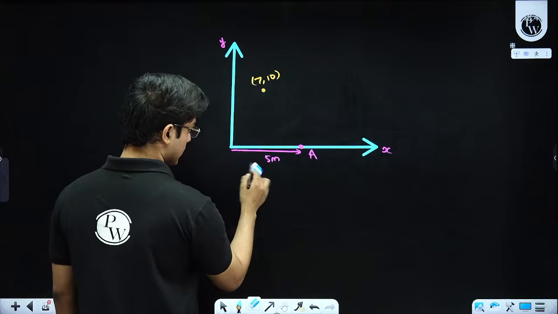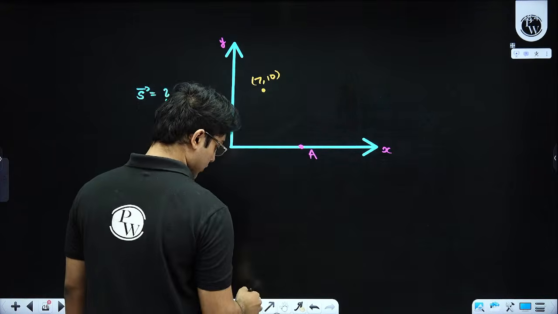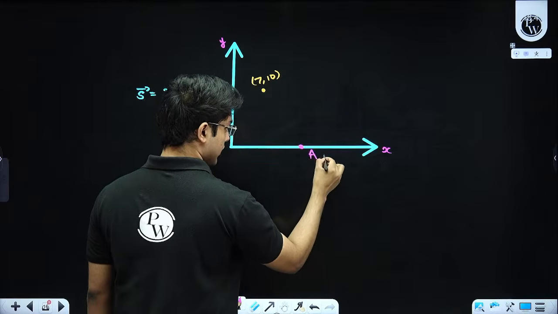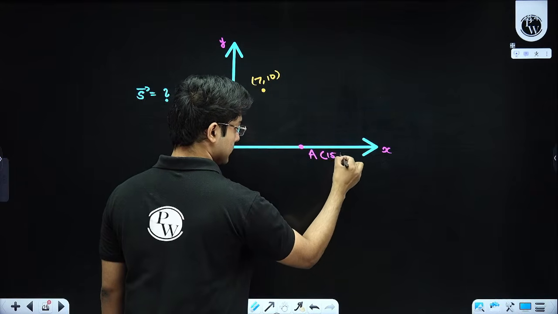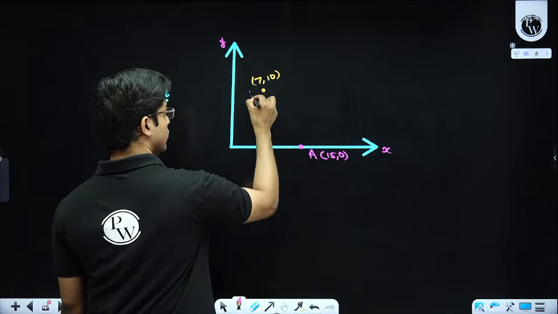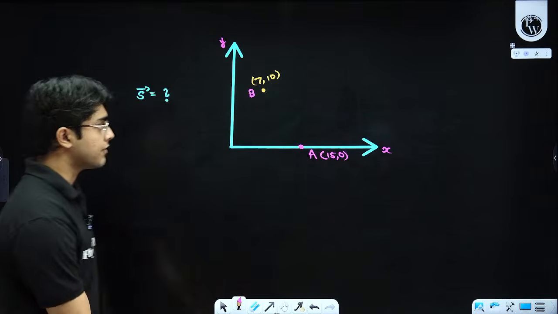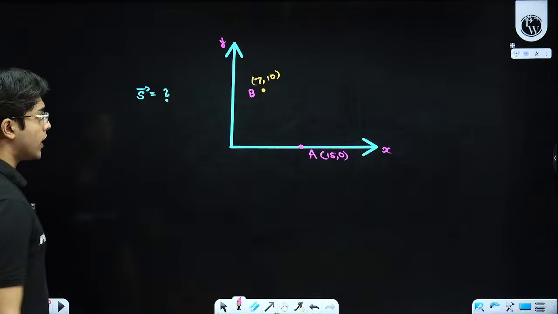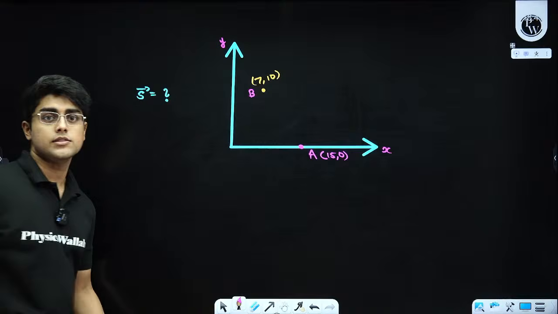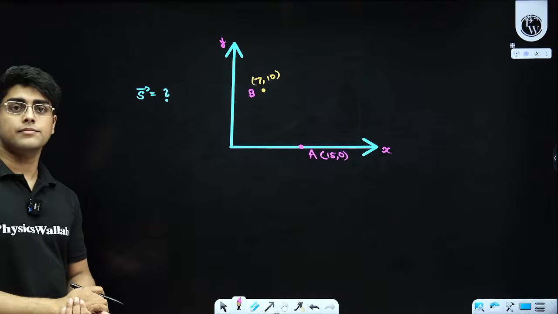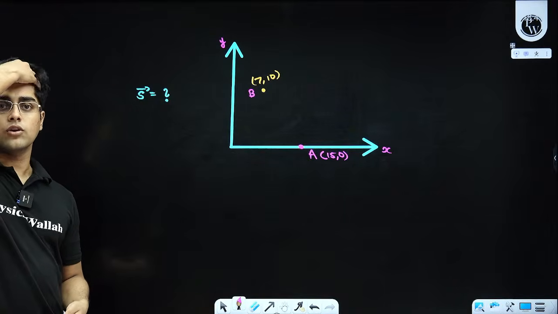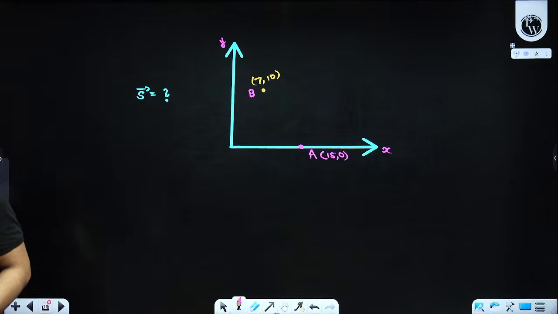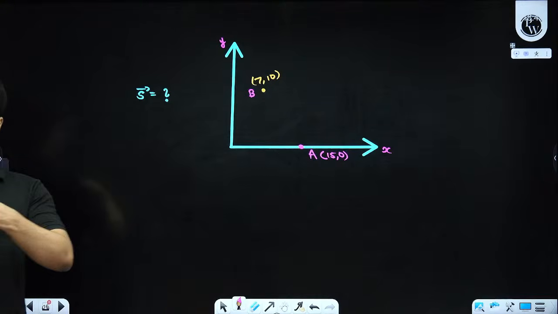I'll just write the coordinate of A also. So A's coordinate is 15 comma 0, and it went from A to this point B, 7 comma 10. So what is the displacement vector? So you have to answer in I cap and j cap. Okay. So try this out, try this question. Try to get an answer.